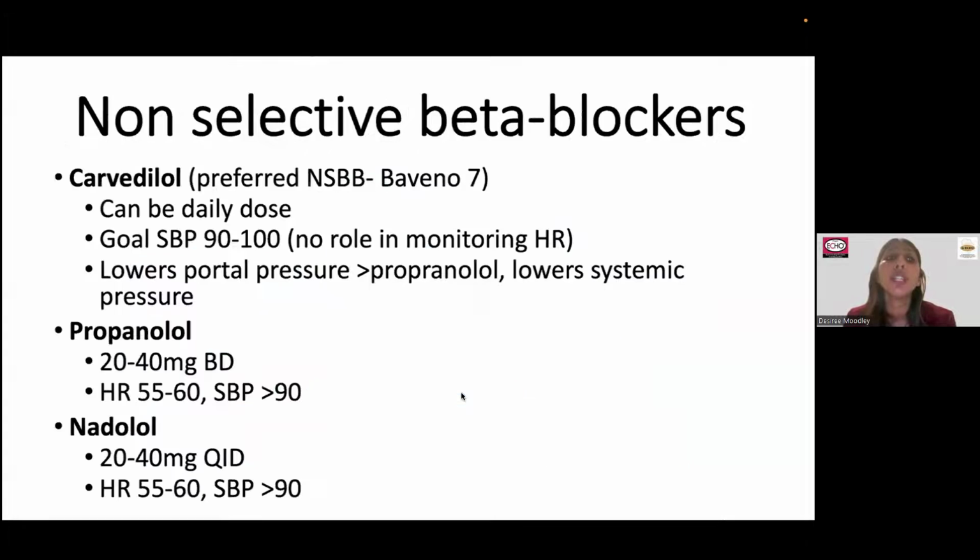So in terms of choosing non-selective beta blockers, the preferred non-selective beta blocker in Baveno is carvedilol, and that's because of its alpha-adrenergic effects as well. And this means that it lowers portal pressure more than propranolol, as well as lowering systemic pressure. I know a lot of people give a twice daily dose, but it actually can be a once daily dose, and we titrate it to a systolic blood pressure. We don't really use the heart rate here. If you opt to treat with propranolol or nadolol, that's where you would go with titrating it according to your heart rate and your systolic blood pressure.